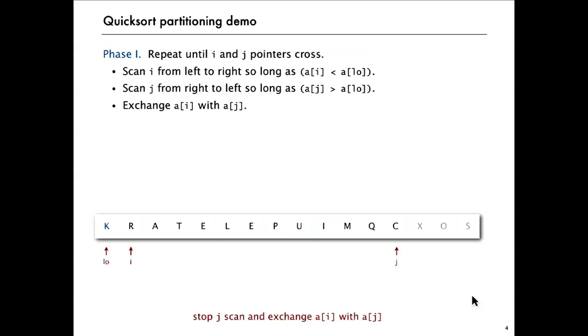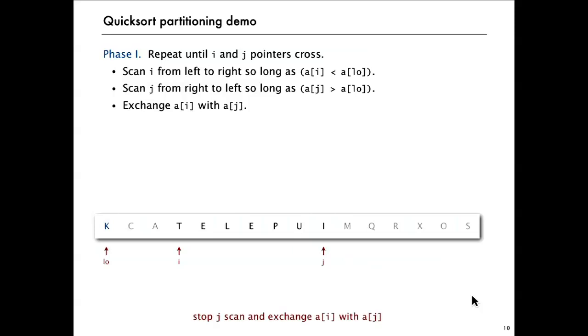the partitioning element. And so now what's going to happen is those two elements are out of place. The partitioning element's in between them and they're in the wrong order. So all we want to do is exchange those and then move on. Now we increment i as long as it's pointing to an element that's less than the partitioning element. Stop here at T because that's bigger. And now we decrement j as long as it's pointing to something that's bigger than the partitioning element. Stop here at I because that's less.